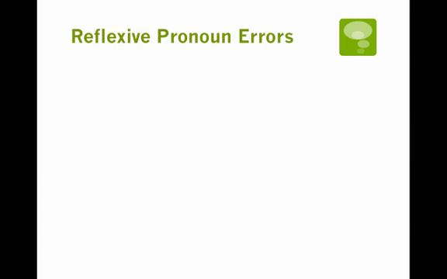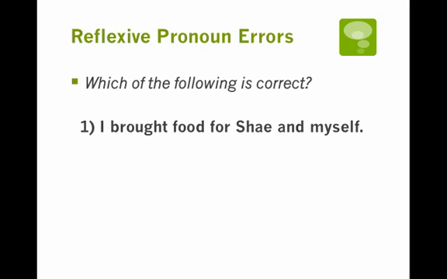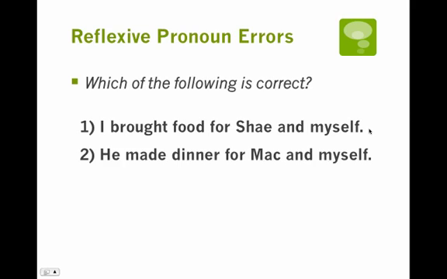But what we tend to do is use reflexive pronouns in the wrong situations. Here's some examples. Correct or not? Well, our rule is only use a self word, a reflexive pronoun, if this person is also the subject of the sentence. I brought food for Shay and myself. This is correct because I is the subject of the sentence, therefore I would use the reflexive pronoun at the end.